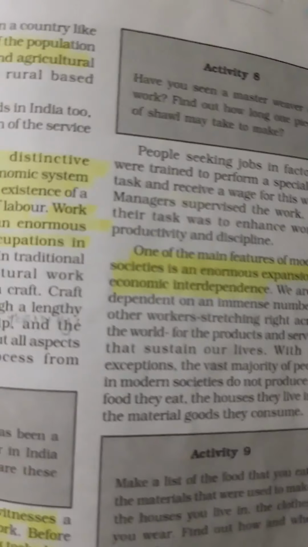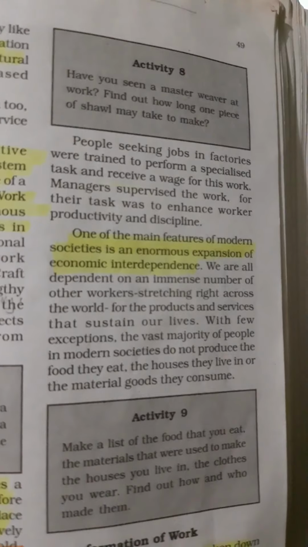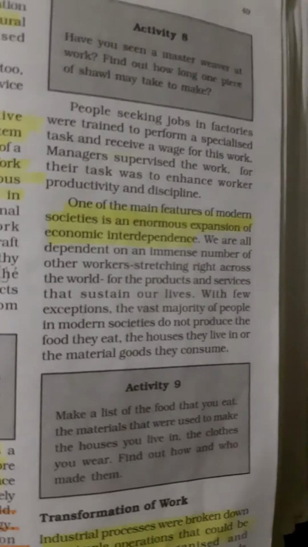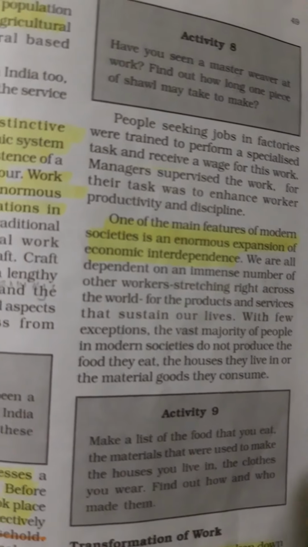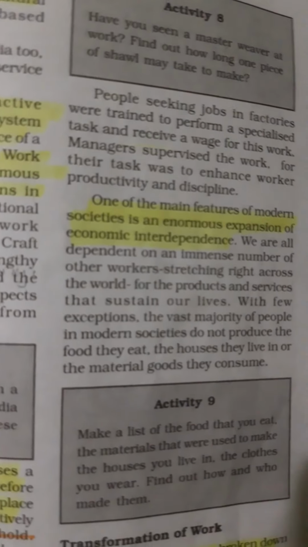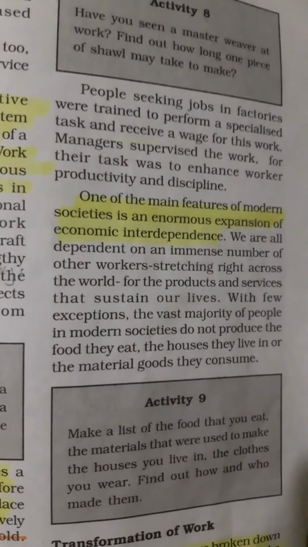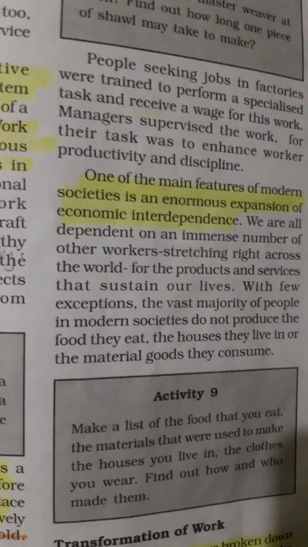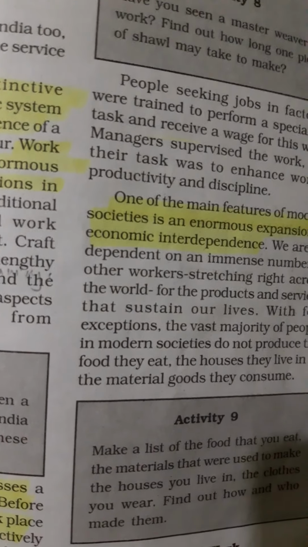So one of the main features of modern society is an enormous expansion of economic interdependence. So see, this is important. So what is economic interdependence? See, we as individuals do not produce independently anything which we require. Like we cannot build our own house, we cannot even grow our own food, right? We cannot make our clothes, we cannot make or write the books that we read.